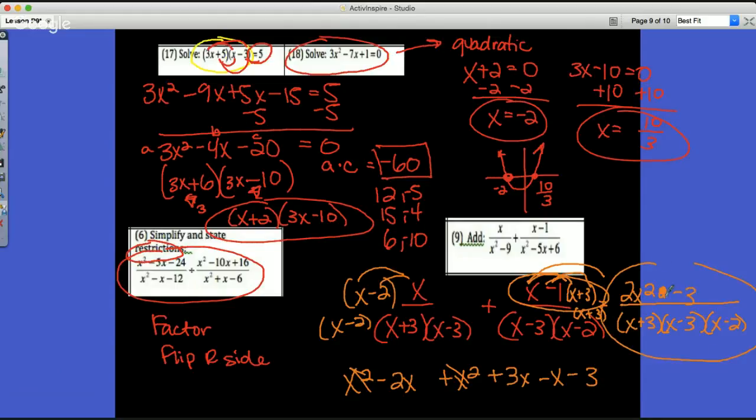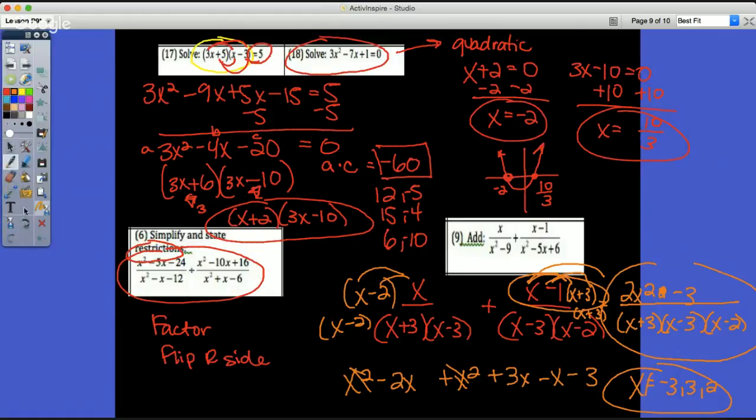So my answer would be 2x squared minus 3 all over x plus 3, x minus 3, x minus 2, where x cannot be equal to -3, 3, and 2. And remember over here, when we come to dividing, whether we cancel out or not, still make sure you say it's a restriction on that problem.